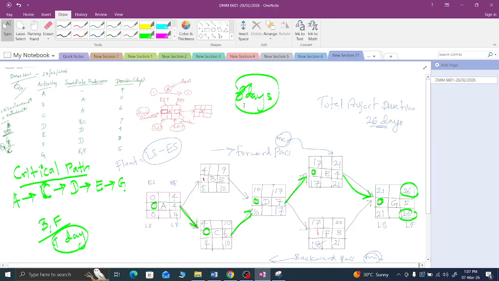For example, if any activity gives you 8 float, it's the maximum, meaning you can say this is the activity we can delay the maximum. Like that you can give the answer, right?